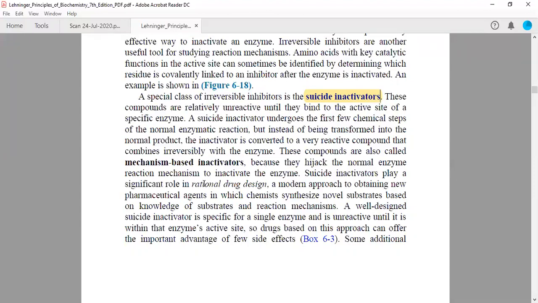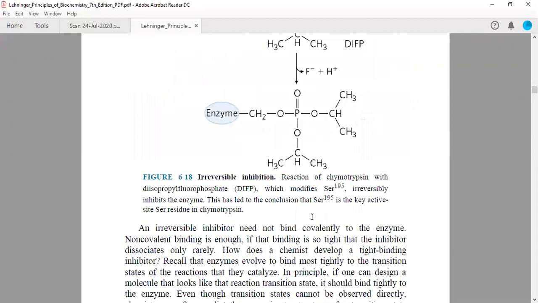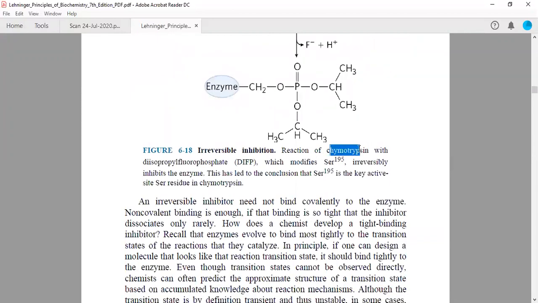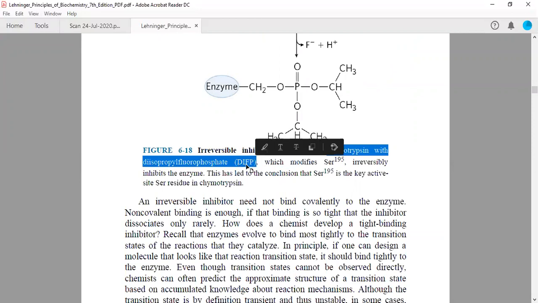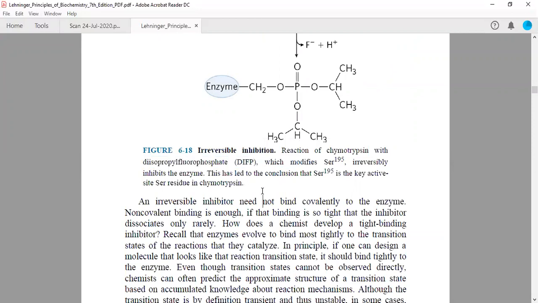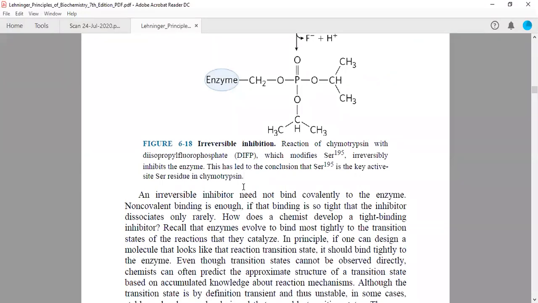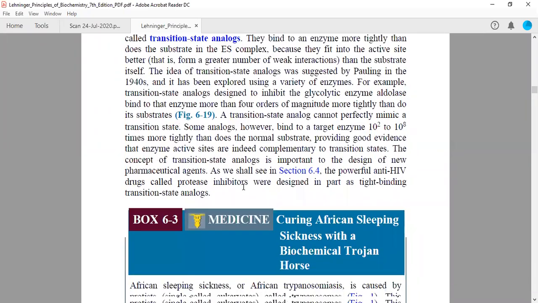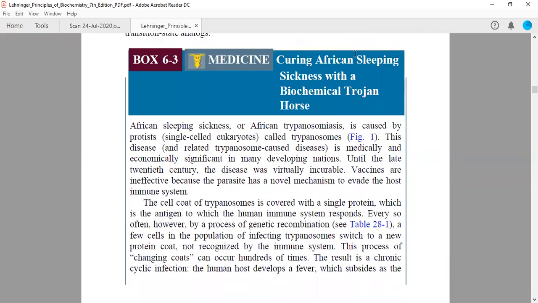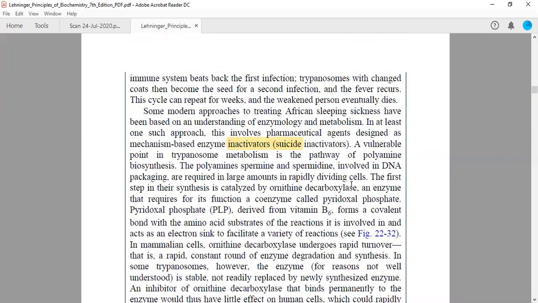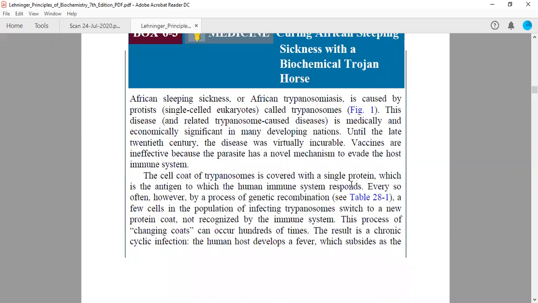Okay, so one example is given here, which is very common. Chymotrypsin can be inhibited with the help of DIFP, diisopropyl fluorophosphate. This we have discussed yesterday. DIPF, sarin, that is also called nerve gas, and other inhibitors like parathion, they all are irreversible inhibitors. But one very interesting example, which is used to cure African sleeping sickness, is a kind of mechanism based inhibitor, or you call it suicide inhibitor.